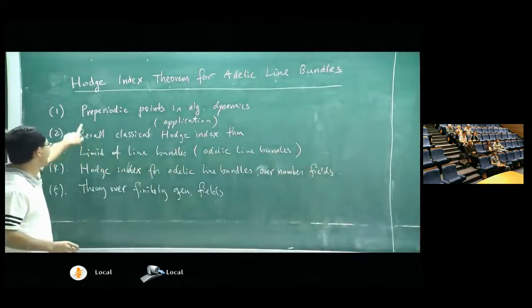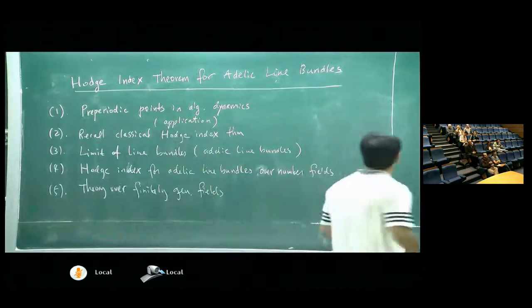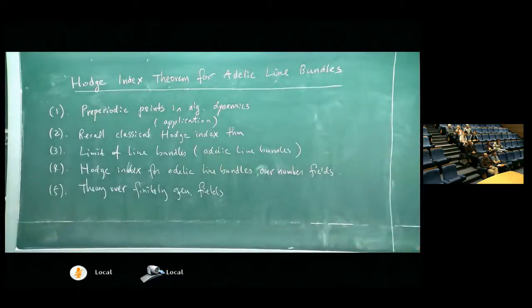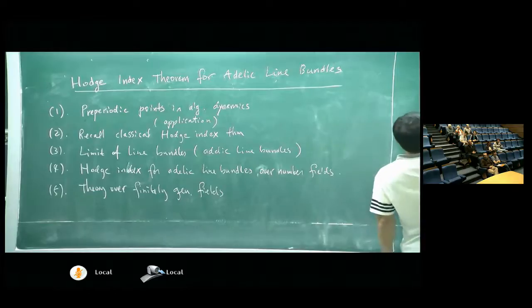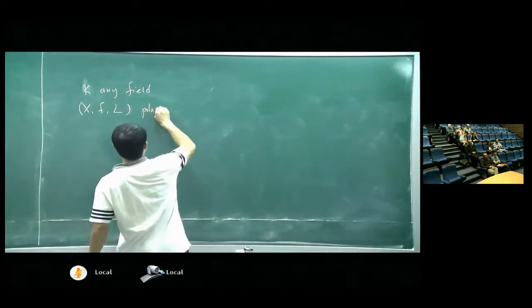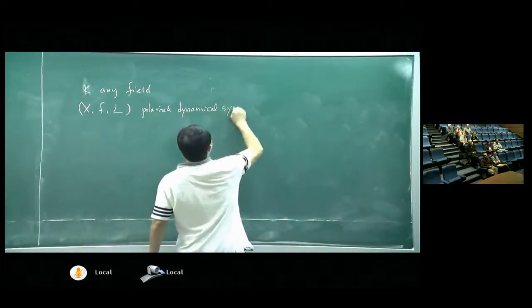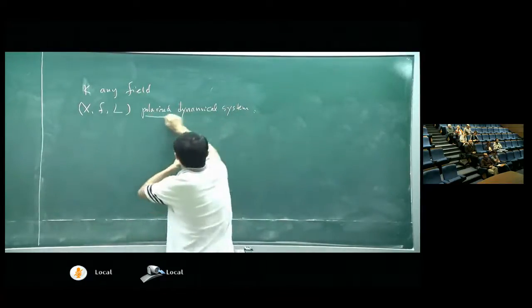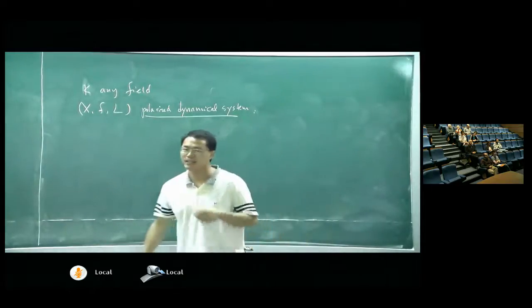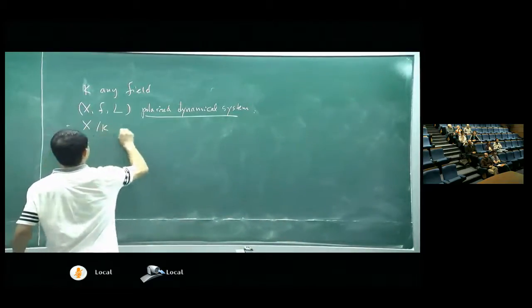Okay, we start with algebraic dynamics, which is much more accessible than the remaining topics. I first introduce some basic terms in algebraic dynamics. So, K any field, and we take a triple (X, f, L). This is called a polarized dynamical system. Then X will be the variety we work on, f will be the dynamical map, and L will be a polarization. So X over K is a projective variety.